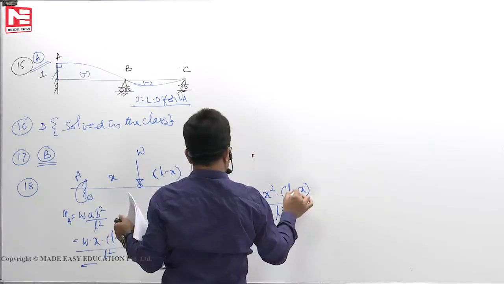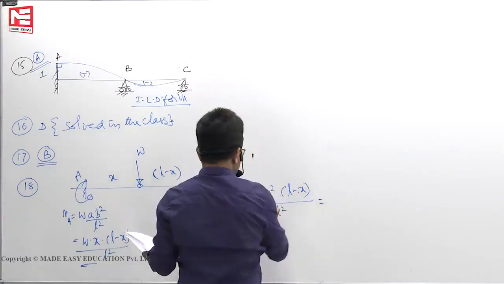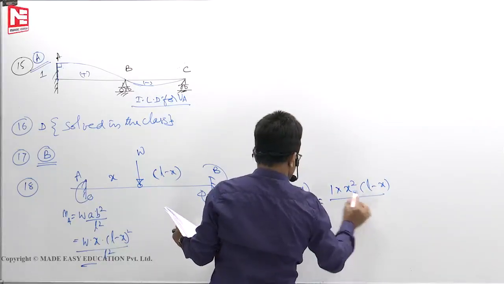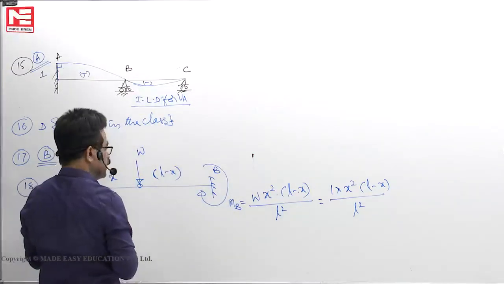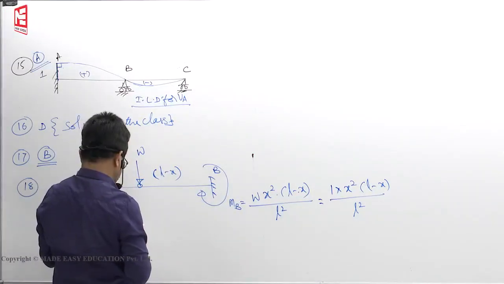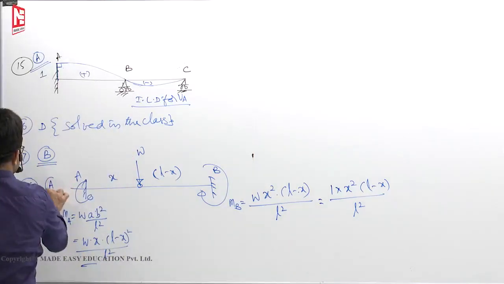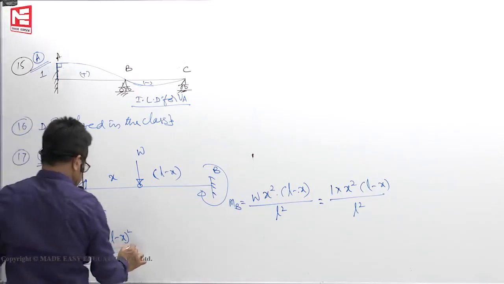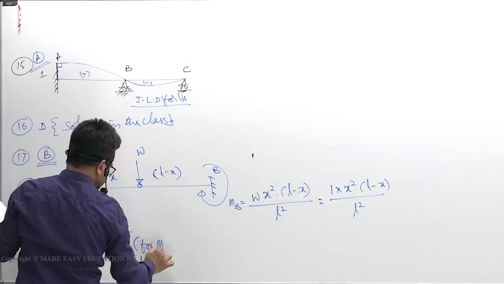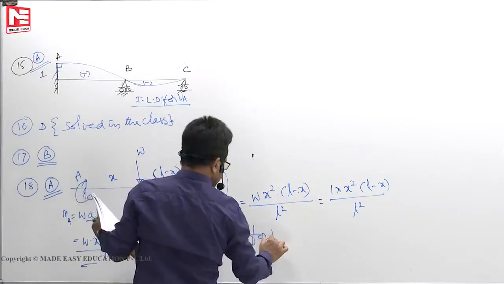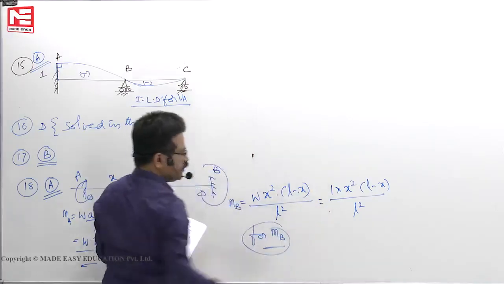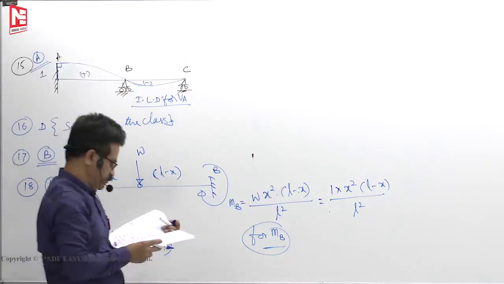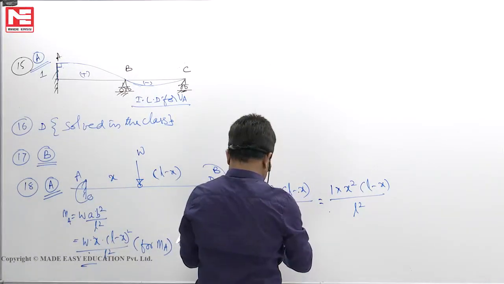W A square B by L square. Now W becomes 1. 1 into X square into L minus X by L square. So X square into L minus X by L square. So 18th, A is the option. X into L minus X square is for MA. This is for MB. ILD ordinate for MB, ILD ordinate for MA. This we have drawn in the class. Now they asked for MB. Next, 19th question.